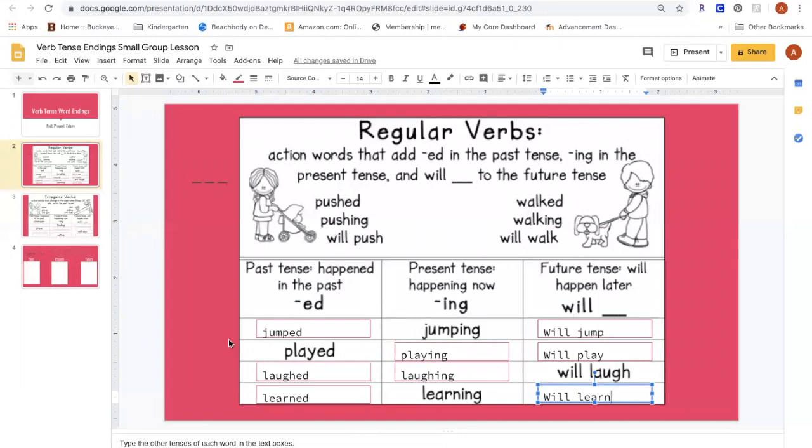All right, Mr. Incredible. So these are regular verbs. You add ed, ing, or will to them. Does that make sense? Yes.